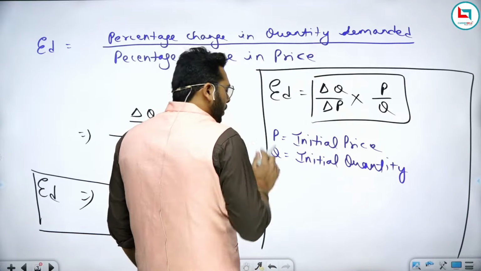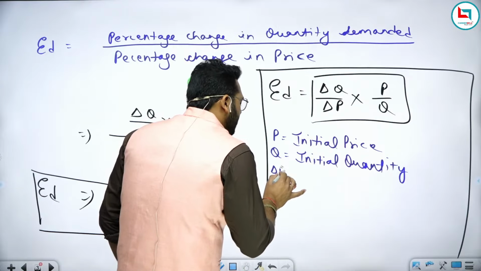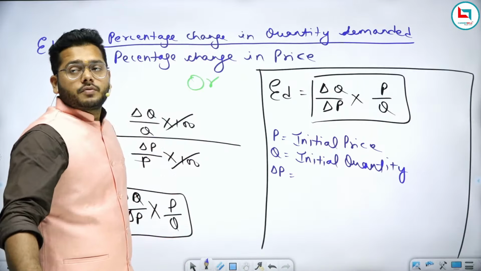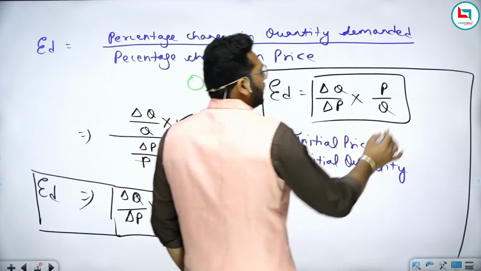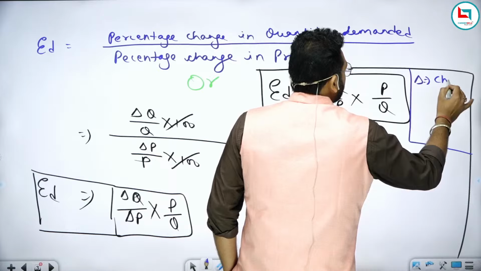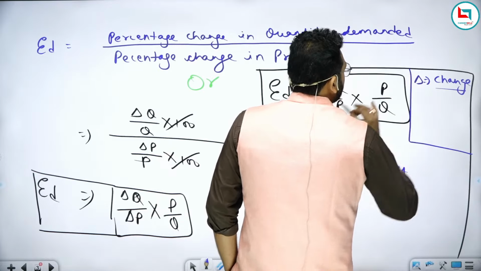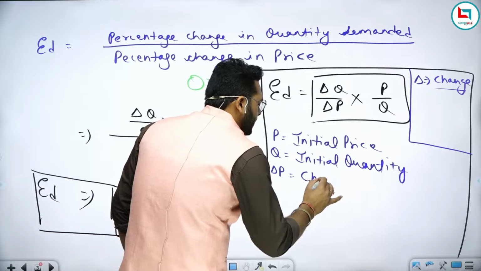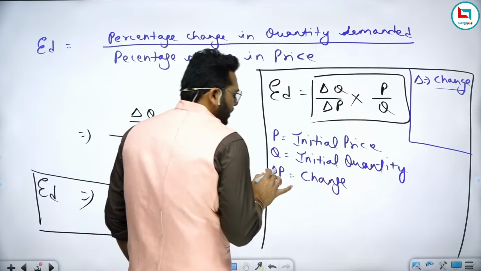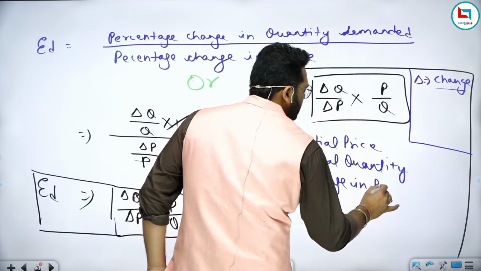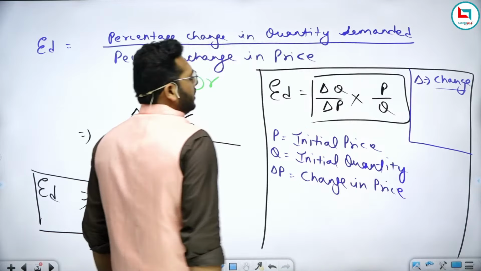Now what is delta P showing? Delta means what? Change. So delta P means change in price. Delta means change, P means price, so we can write change in price.